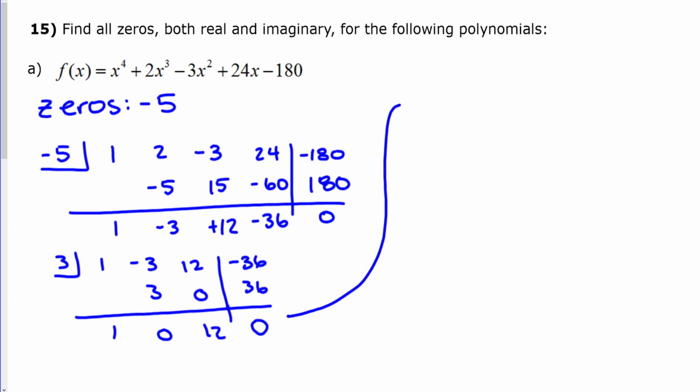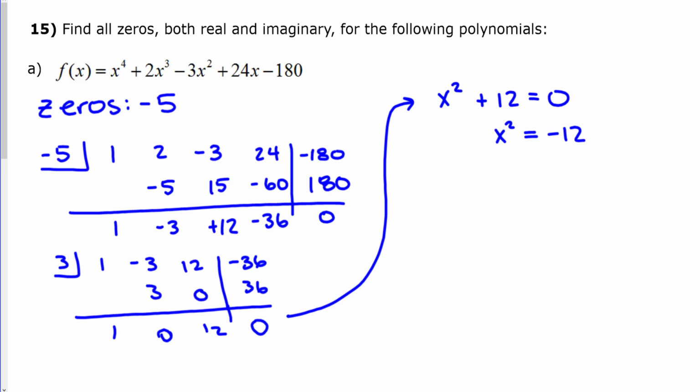This remaining piece here is a quadratic. The leading term is x squared plus 12 equals 0, because this 12 is a constant. This is times x, this is times x squared. That's how I'm doing that. I need to solve this, so I'm going to subtract 12 from both sides. So x squared equals -12.